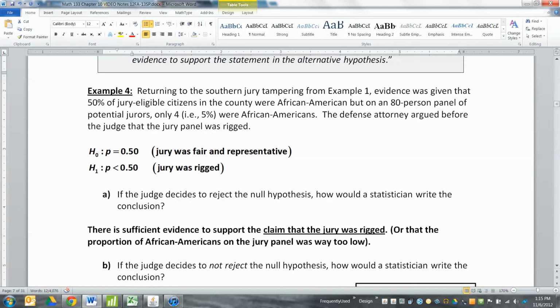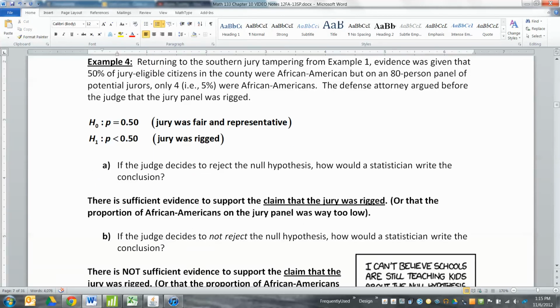Let's see this example. So again, these were the null and alternative hypotheses for us, that the jury was fair and representative in words, or the jury was rigged. If the judge decides to reject that null hypothesis, reject that the proportion is equal to 0.5, a statistician, i.e. you, because you're a statistics student, will write the conclusion is there is sufficient evidence to support the claim that the jury was rigged, right? Or you could say there's sufficient evidence to support the claim that the proportion of African Americans was too low, or the evidence implies that the jury was rigged. The evidence implies that there were too few African Americans on the panel. Right? Something to that effect.